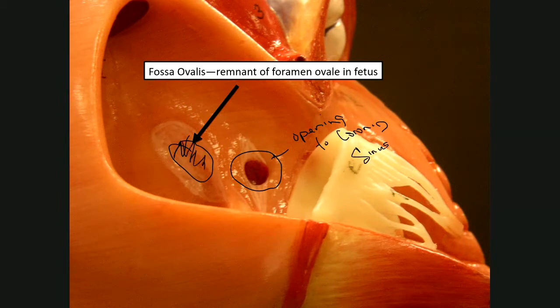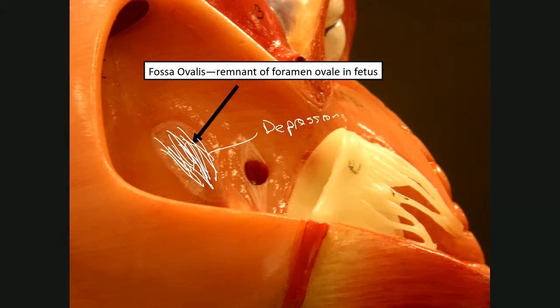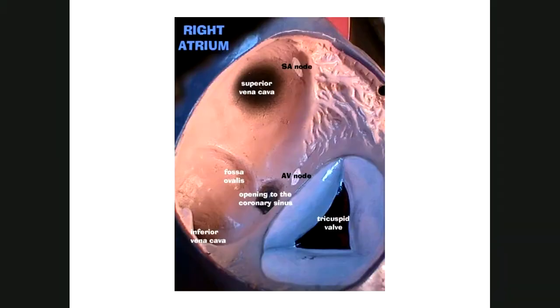And you can see it. See all that white stuff there? That is connective tissue. And so the connective tissue filled in the hole. And so it's not a hole, but it's a depression. You can see it. It's sunk in. And so on a real heart, you can find it. On the models, you can find it. And there it is right there. There's this depression right there. That's connective tissue, the fossa ovalis.